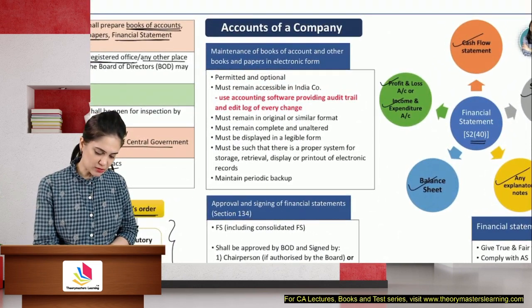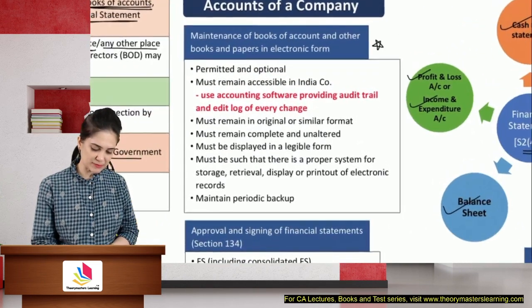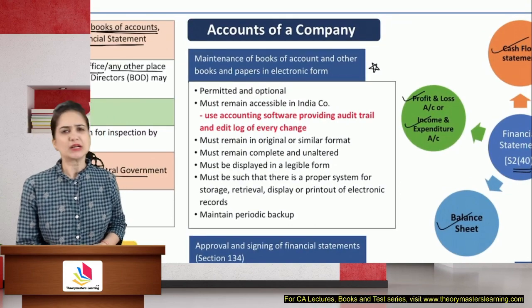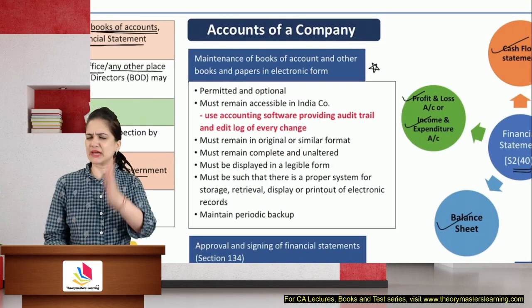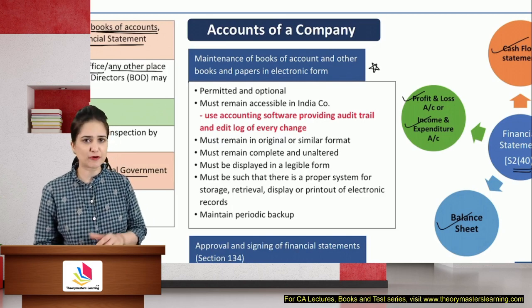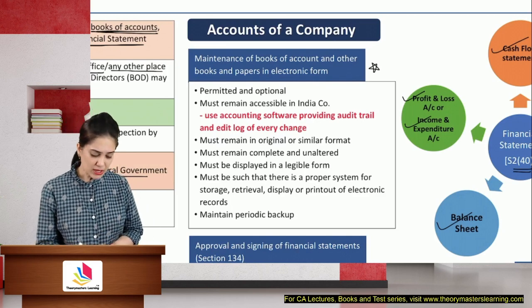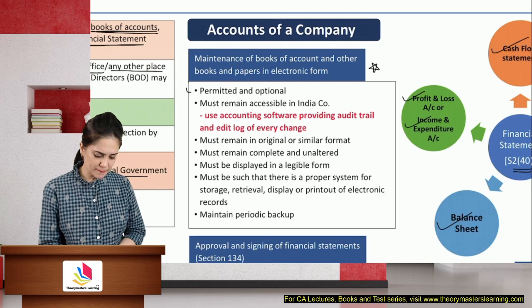Maintenance of books, accounts, and other documents in electronic form. This is important because of the amendment. Now we can maintain books, records in either physical form or electronic form. And in case you're maintaining the records in electronic form, then you need to consider the following. It is optional and permitted.